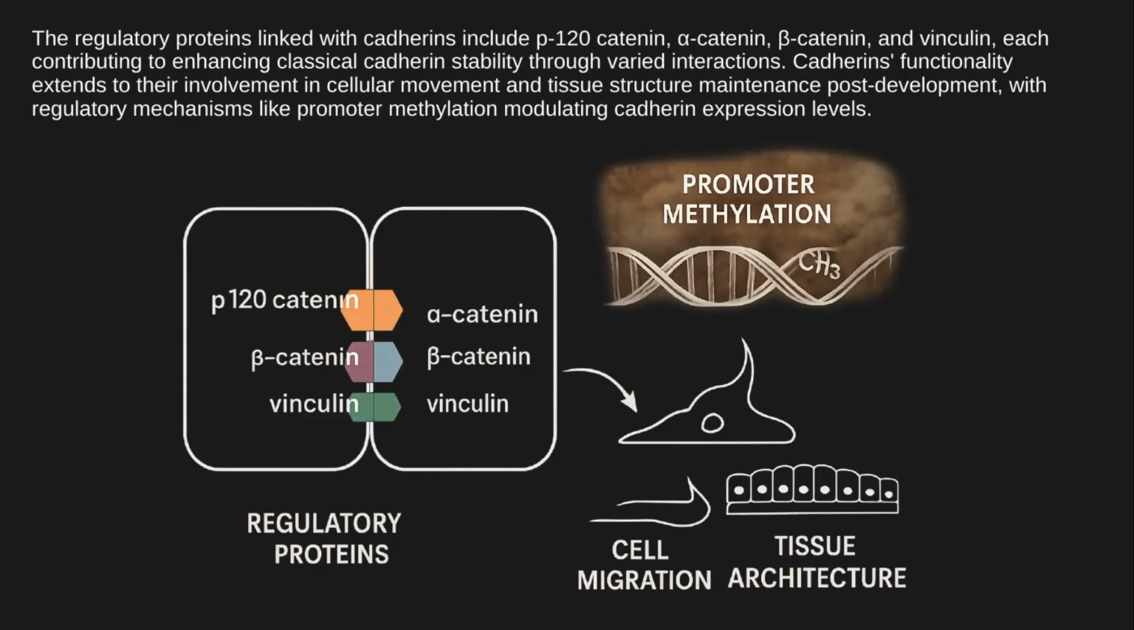The regulatory proteins linked with cadherins include p120 catenin, alpha-catenin, beta-catenin, and vinculin, each contributing to enhancing classical cadherin stability through varied interactions. Cadherins' functionality extends to their involvement in cellular movement and tissue structure maintenance post-development, with regulatory mechanisms like promoter methylation modulating cadherin expression levels.